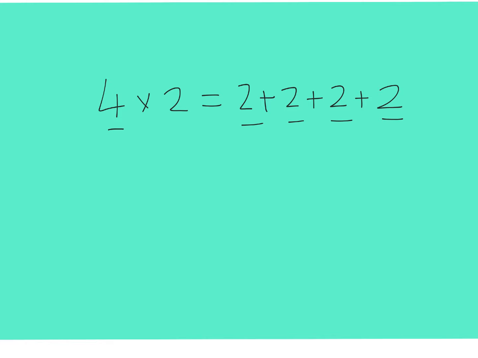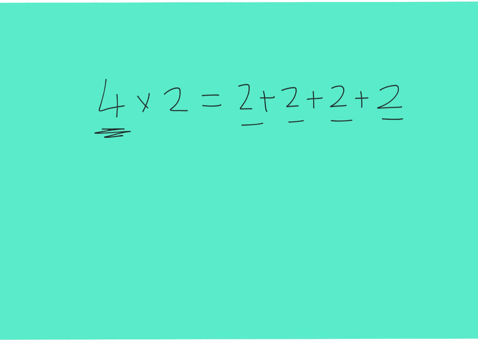Multiplication of two numbers represents repeated addition. So for example, if we had 4 multiplied by 2, we could say that that is exactly the same as 4 groups of 2. So 2 add 2 add 2 add 2. So there's 1, 2, 3, 4 groups of 2, which is represented by this value over here.